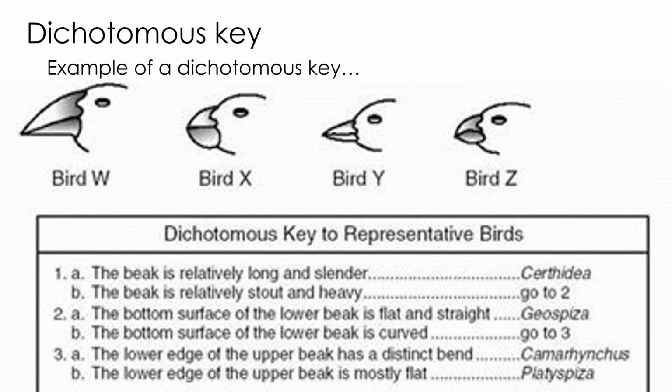So here's another one, but in this example, instead of having one organism, we have several. And so this is where the rule of starting over at 1 is really important. So we're going to start with bird W. Bird W, we start at 1. Is the beak relatively long and slender or stout and heavy? To me, that looks very stout and heavy. So that tells me to go to 2. Put a box around that one so you know which one we're working on.